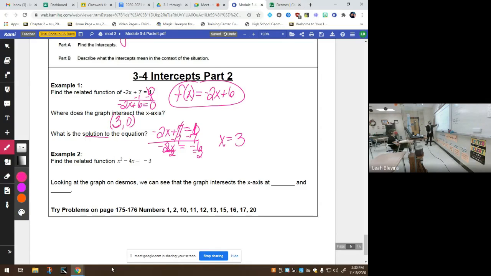So again, let's find the related function here. What do I do first to get the related function? Add 3 to both sides. Since it's a -3, I add 3. So I have x squared minus 4x plus 3 equals, I'm going to put an f of x here instead of a 0. Again, I'm going to go back to Desmos and I'm going to graph it.